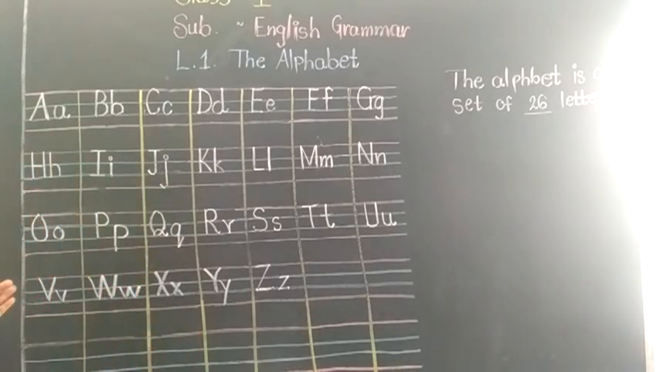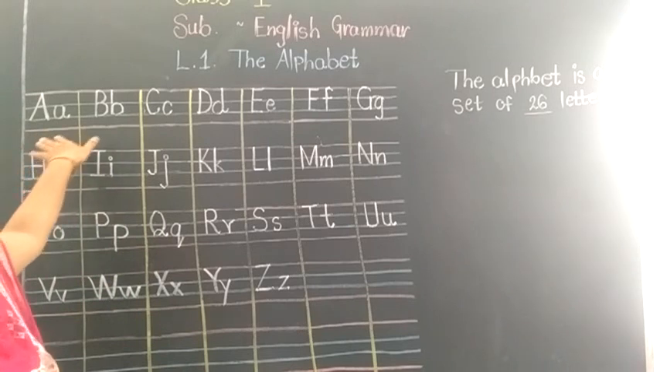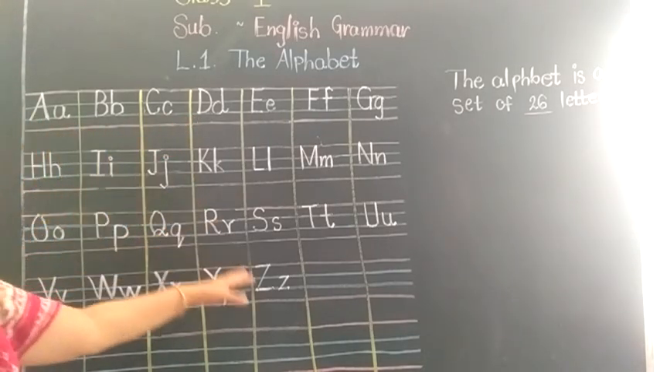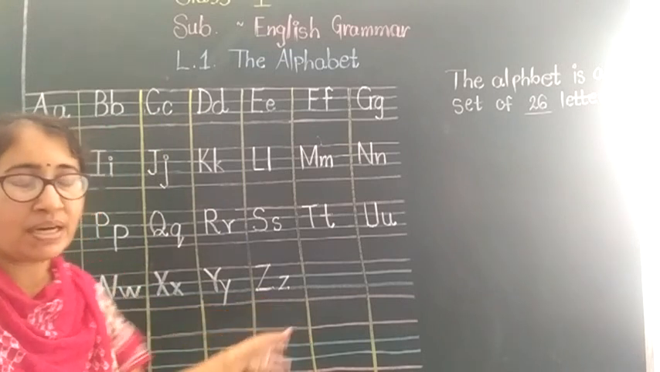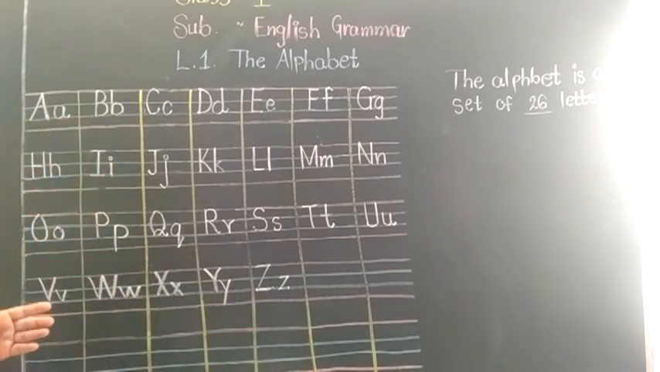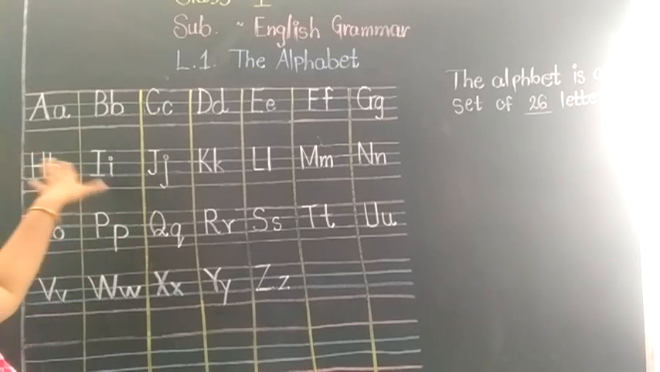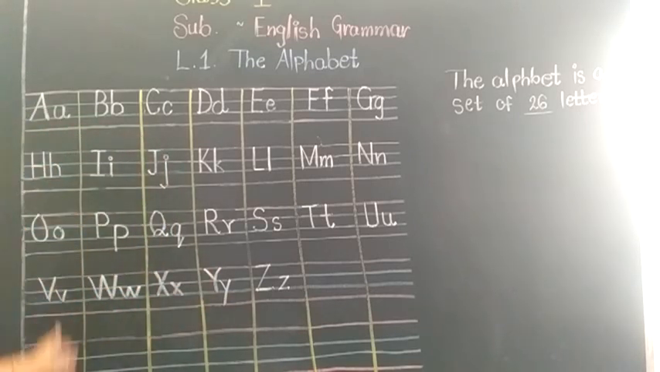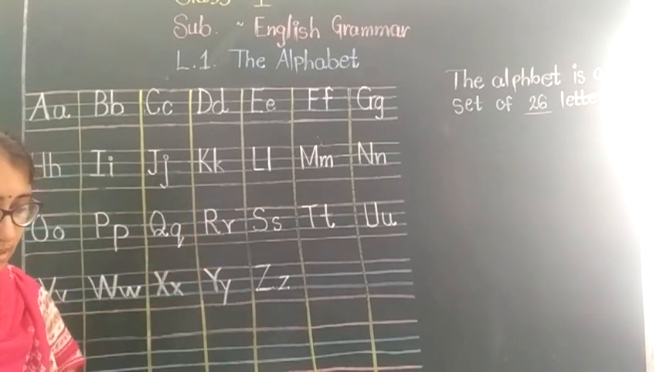Children, I have written this in sequence. It begins with A and it ends with Z. We can't begin it with any letter like B, C, F. It has a proper sequence, and you have to write with that proper sequence, and that is called alphabetical order. That I have written in alphabetical order.